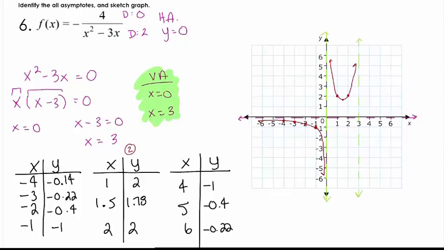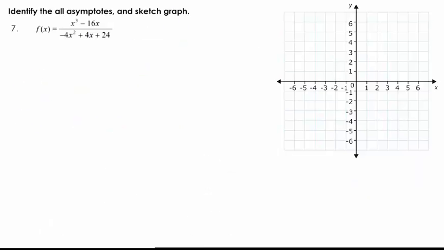And then our last values are at 4, negative 1, 5, negative 0.4, and 6, negative 0.22. So again, it has that slight curve to it and a downward angle. So that's going to be the sketch graph for number 6. So now let's go ahead and follow the same directions in graph number 7.